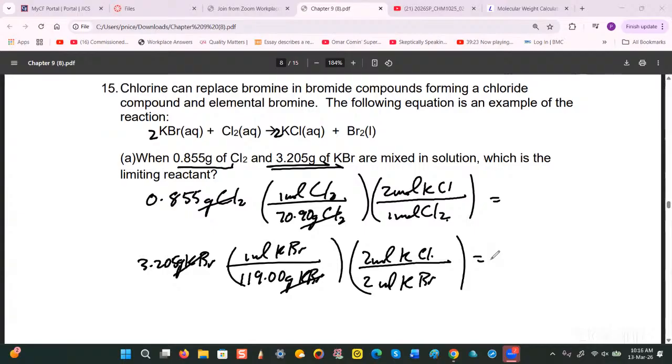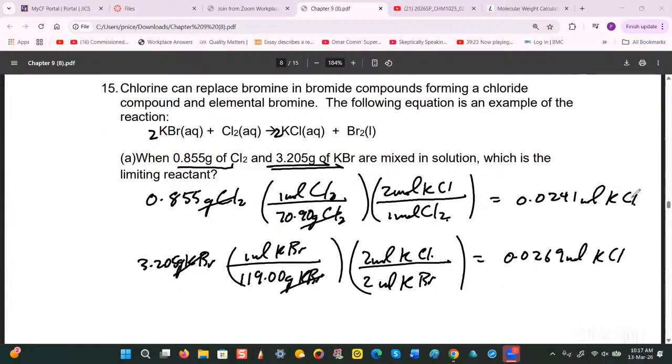3.205 divided by 119.00. And that gives you 0.0269 moles of KCl. And then for up here, it's going to be 0.855 divided by 70.90 times 2. And I got 0.0241 moles of KCl. All right?